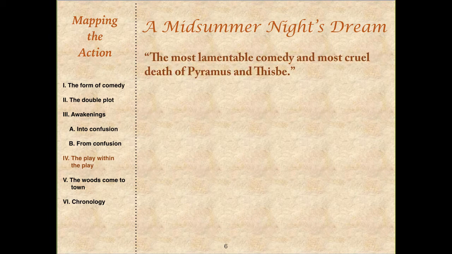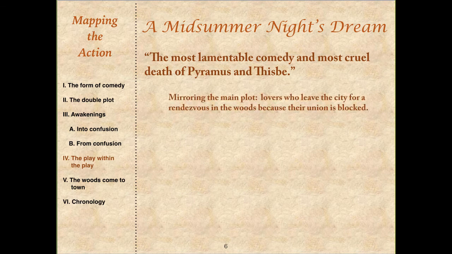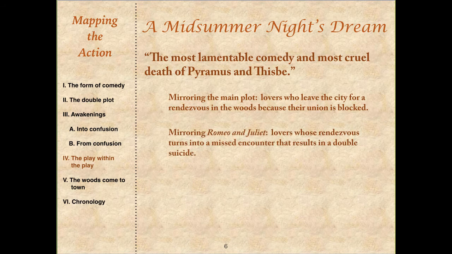of Pyramus and Thisbe. This play within the play is one of the funniest things ever written, but for all of the broad humor, it has a complex relationship to the larger play that contains it. It mirrors the main plot, in which lovers flee from the city to the woods because their desires are blocked. At the same time, it mirrors the action of Romeo and Juliet, which I described in the last mini-lecture as a sort of companion piece to A Midsummer Night's Dream. The lovers are kept apart by a feud between their families, and their rendezvous turns into a double suicide.